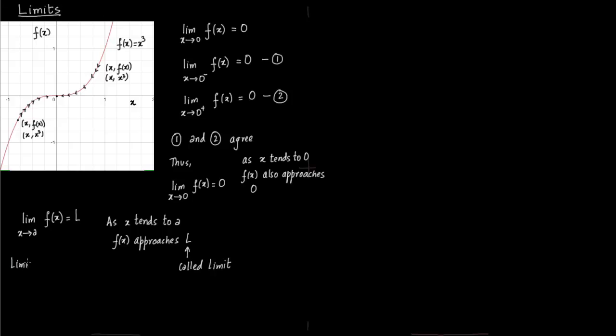So in the first example, f of x equals x cube, the limit was 0. Now when does the limit exist at the point a? So the condition is: the limit exists at a, and this double arrow means if and only if, you approach a from the positive side of a, that is from numbers greater than a, and you approach a from the negative side, these two limits should agree and be equal to something called L, and this L will be called the limit.